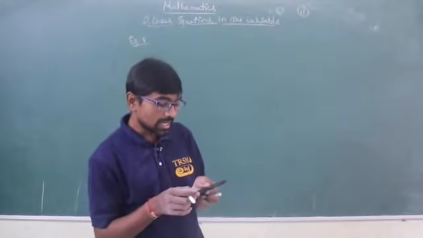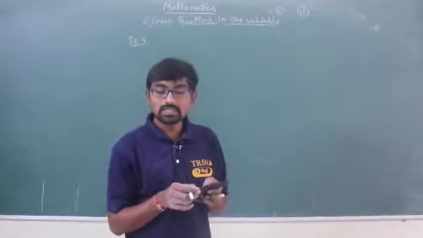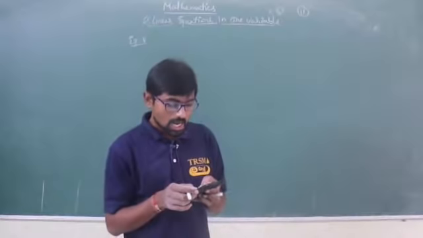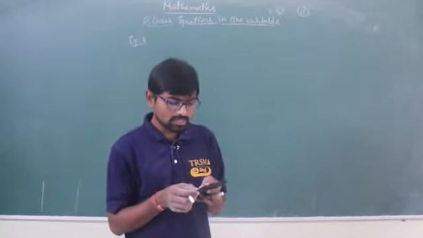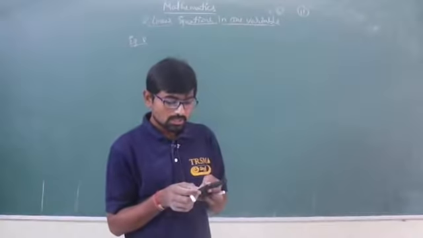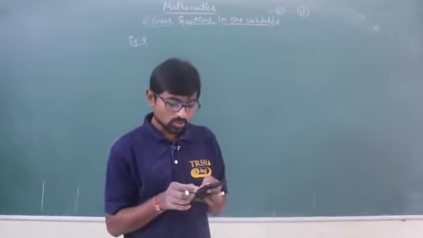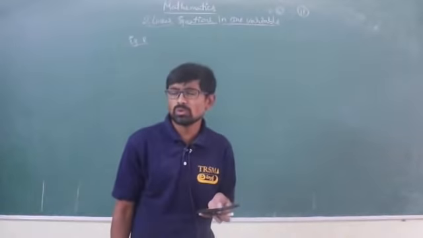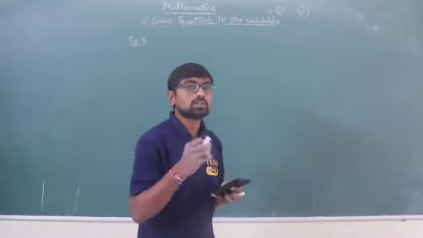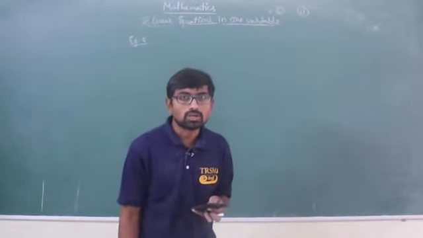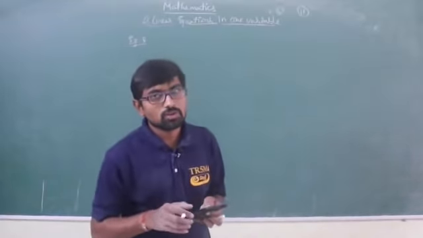Okay, the present age of Vijaya's mother is 4 times the present age of Vijaya. After 6 years, the sum of their ages will be 62 years. Find their present ages. Very important problem. Okay, so this thing is based upon aptitude. So you must and should know about such type of solutions.